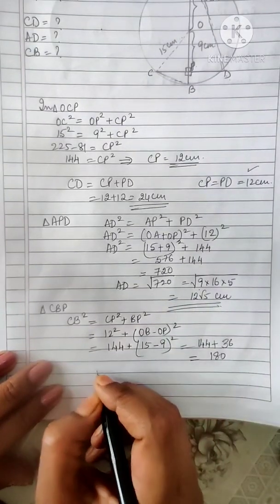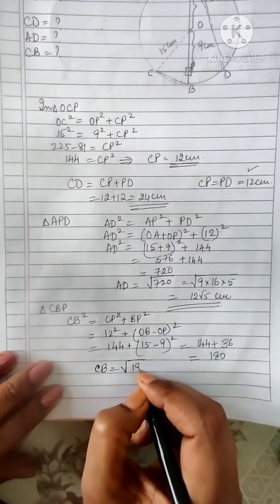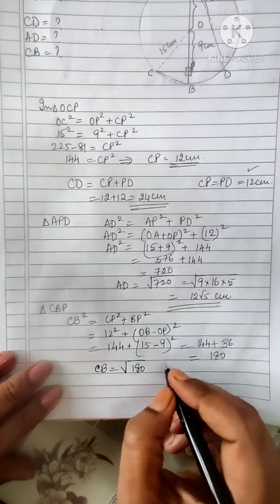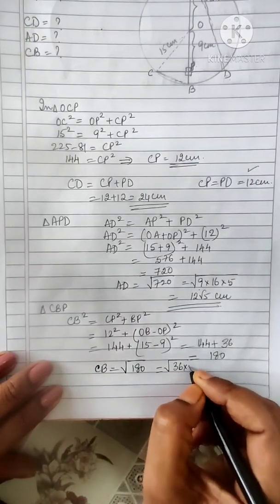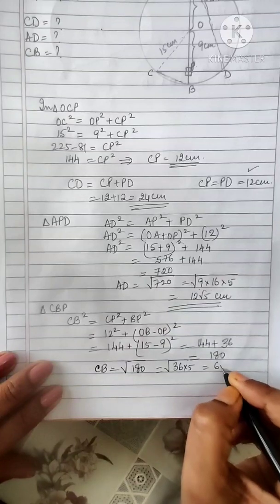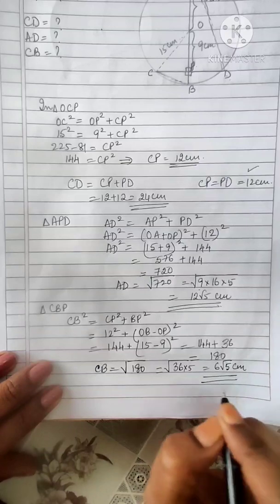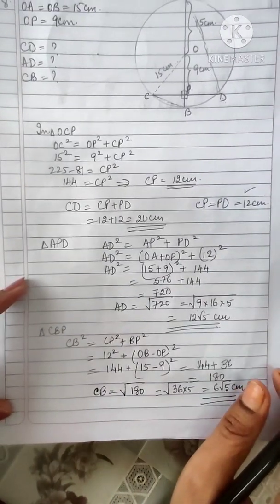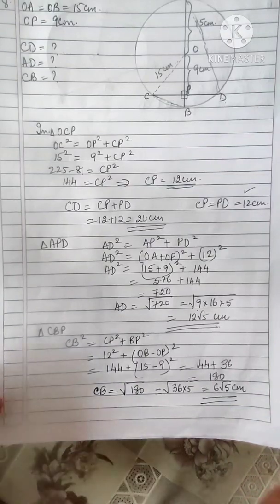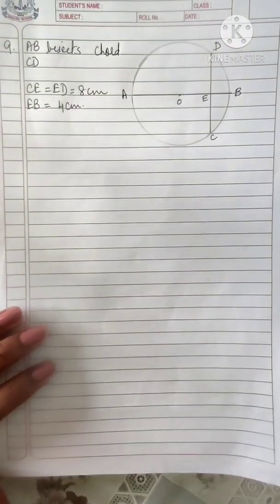You get CB is equal to root over 180, which can be written as root over 36 into 5, which will give you 6 root 5 centimeter. So this is the way you have to find out each length. Now moving on to the next sum, that is your ninth one.